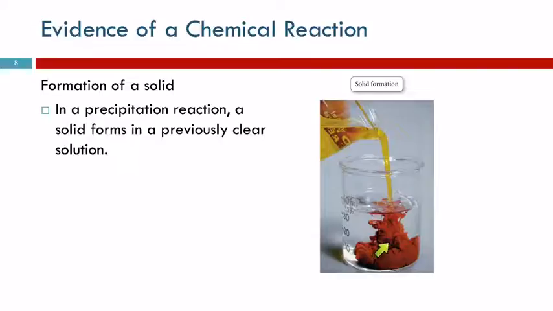The reason we can't see through this part, it looks cloudy, is because those particles are larger than a molecular size. They're large enough to block light. The molecules in water aren't large enough to block light, and that's why you can see straight through it. So, precipitation reaction: a solid forms in previously clear solutions. That's evidence that a chemical reaction occurred. This substance was not there before we mixed those two liquids.